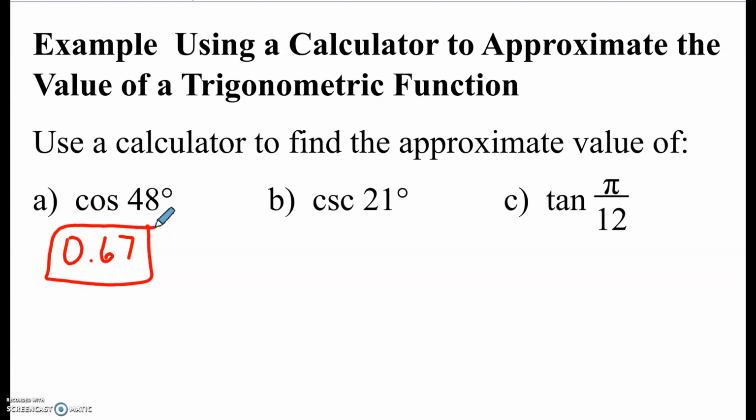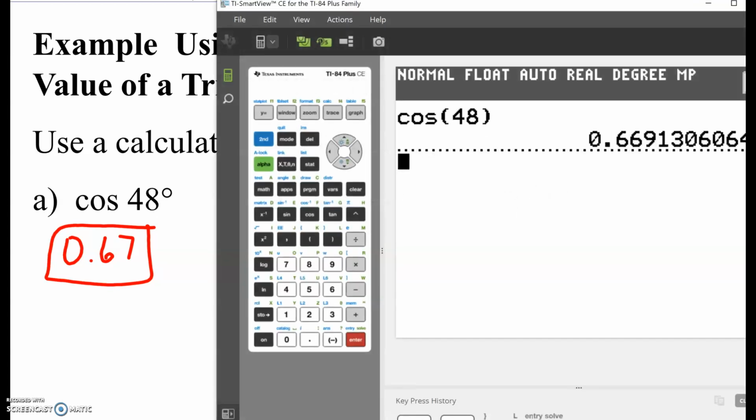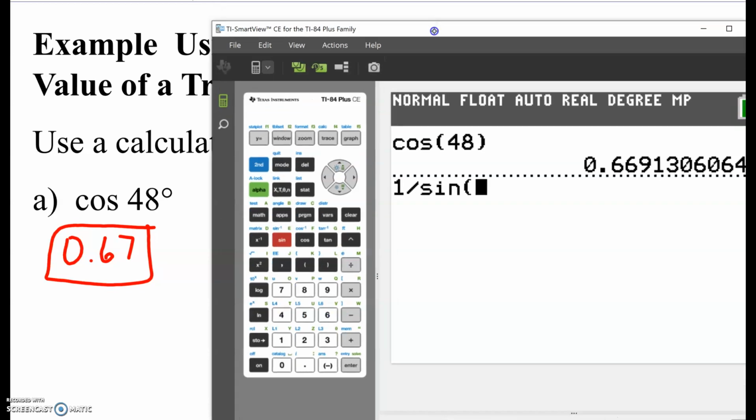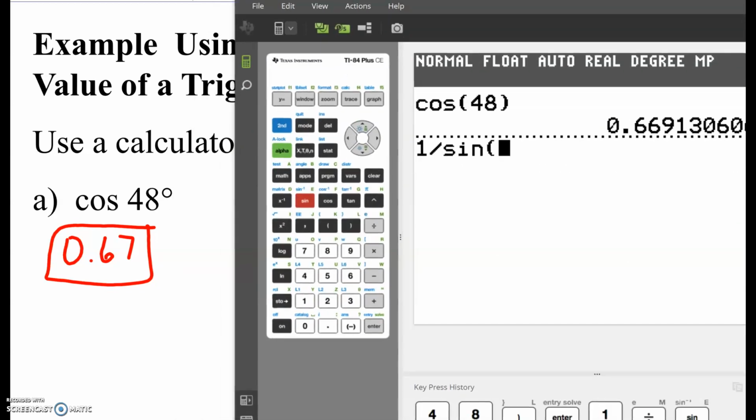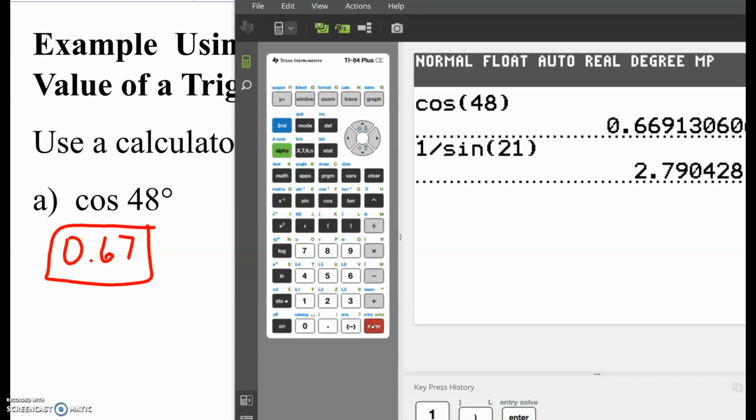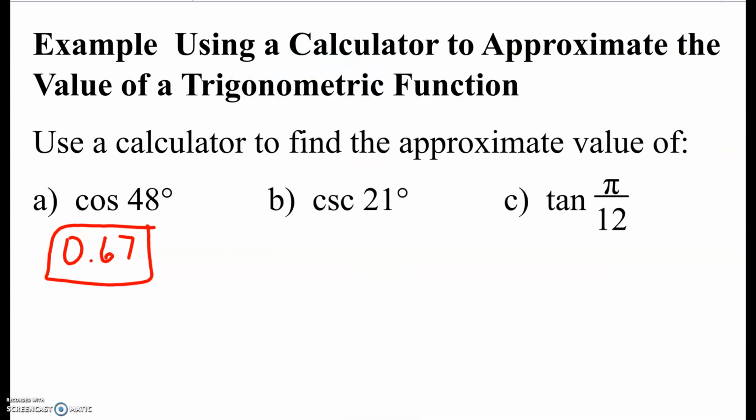The next one we have is cosecant, 21 degrees. Cosecant is 1 over sine, so I'm going to take 1 divided by sine of 21 degrees. And there we get 2.78 rounded to 2 decimal places.